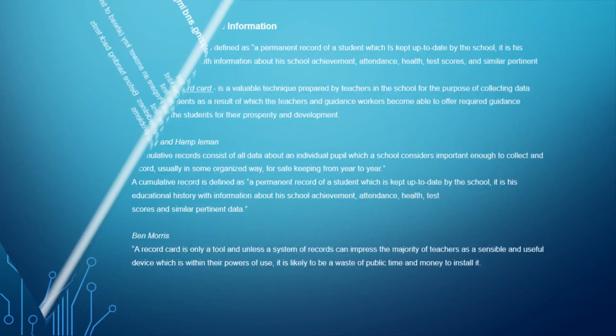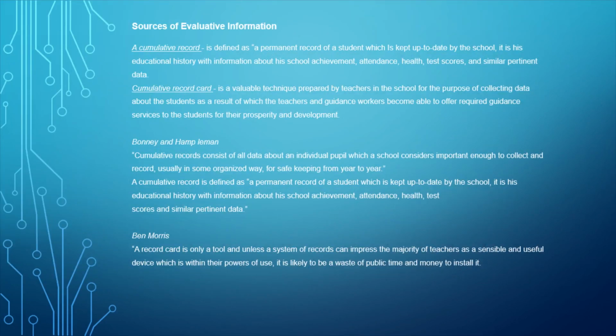Sources of evaluative information. A cumulative record is defined as a permanent record of a student which is kept up to date by the school. It is his educational history with information about his school achievement, attendance, health, test scores, and similar pertinent data. Cumulative record card is a valuable technique prepared by teachers in the school for the purpose of collecting data about the students, as a result of which the teachers and guidance workers become able to offer required guidance services to the students for their prosperity and development.